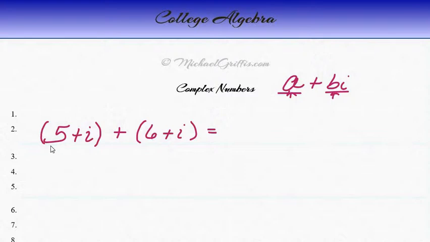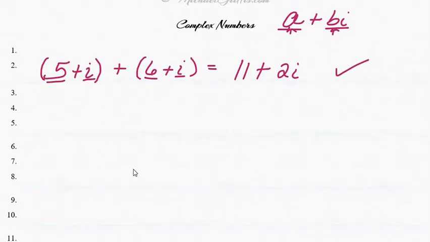Okay, so let's look at the real part of this complex number. Let's add it to the real part of that complex number. So what does that give us? 11. Plus, we have I plus I is 2I. So there's nothing else we can do there. Okay, let's move right along.